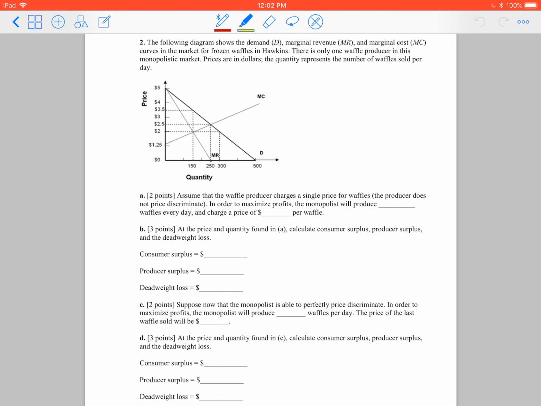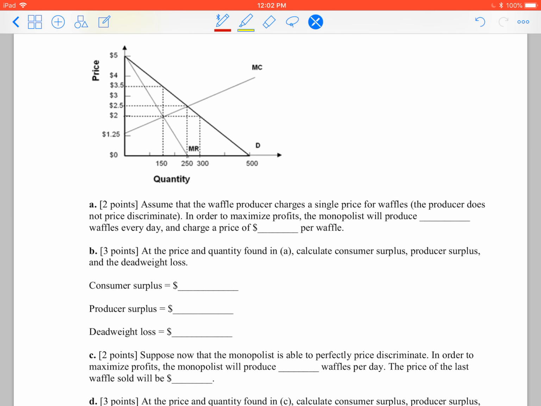We're told that this is a monopolistic market, so this is a graph for a monopoly. The price is in dollars, and the quantity is the number of waffles sold in Hawkins. First of all, what we're doing here is comparing a single price monopolist to a price discriminating monopolist. A single price monopolist means that we do have to pay attention to this marginal revenue curve.